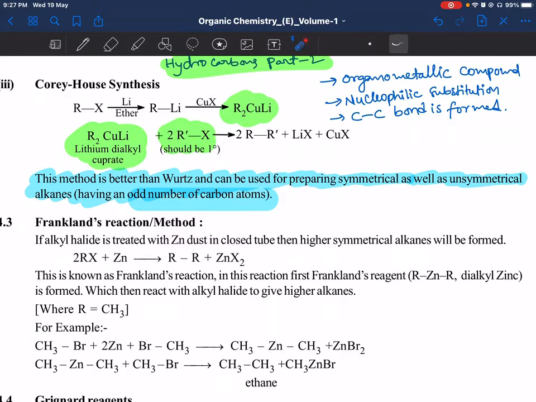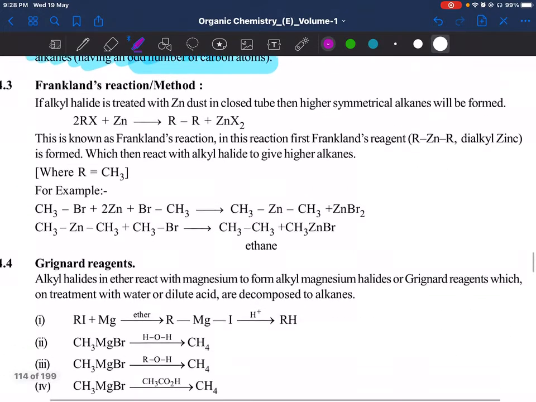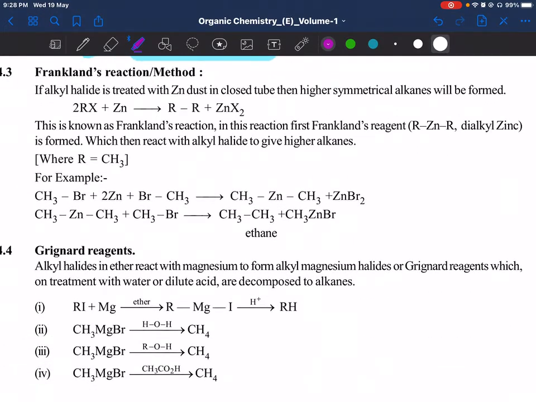Okay, students, what is the reaction here? Corey-House synthesis. Next, Frankland reaction. Frankland reaction is also through an organometallic compound. That reagent is called Frankland reagent, dialkyl zinc.